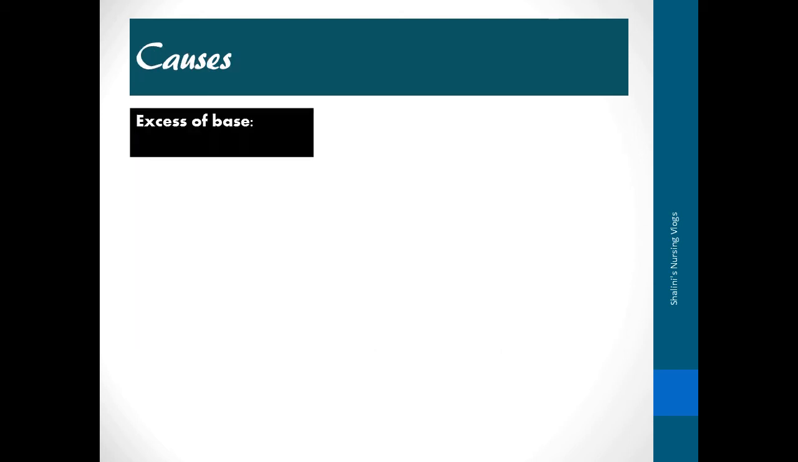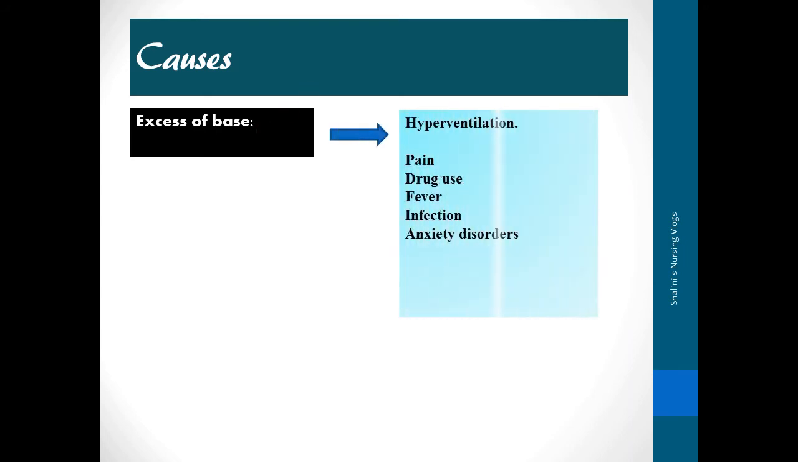What are the causes of respiratory alkalosis? The first thing I want you to remember is there is excess base, and the reason for the excess base is hyperventilation. Hyperventilation is the only reason why a patient might present to you with respiratory alkalosis. But there can be many reasons why the patient presents with hyperventilation. For example, pain, drug use, fever, infection, anxiety disorders, and many more.